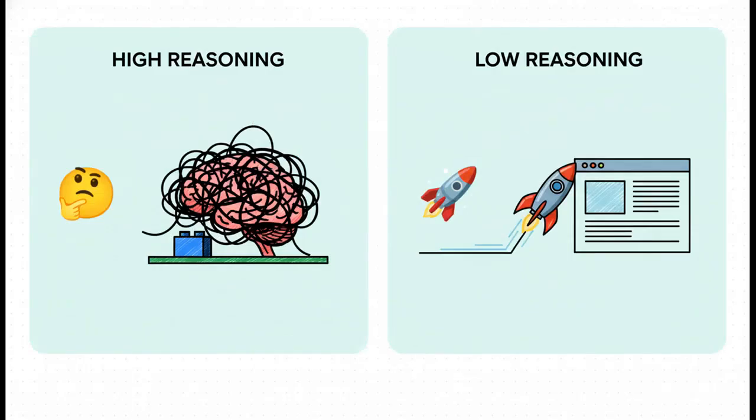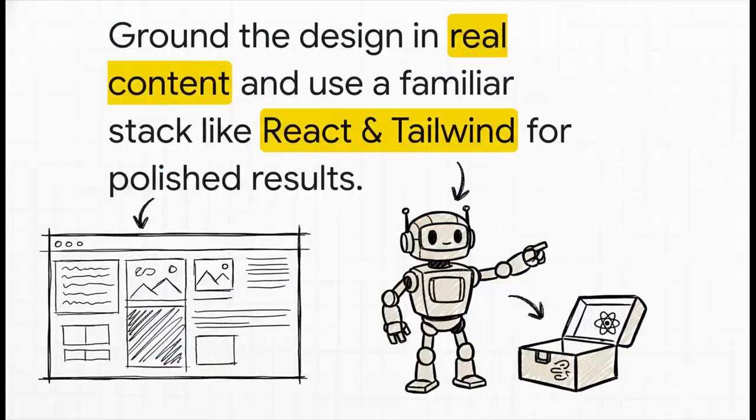All right, let's talk about that counterintuitive reasoning tip again. For most front-end work, cranking the reasoning level all the way up can actually hurt you. Why? Because high reasoning can overthink everything. It gets stuck trying to invent some crazy complex solution when all you need is something simple and elegant. For most websites, low to medium reasoning is faster, it's more focused, and honestly, it just leads to better front-end results.